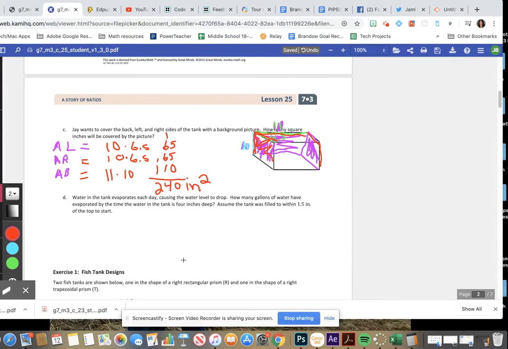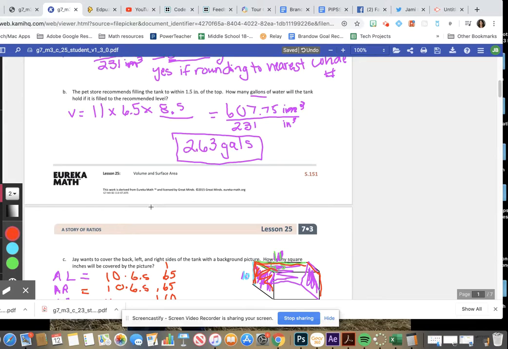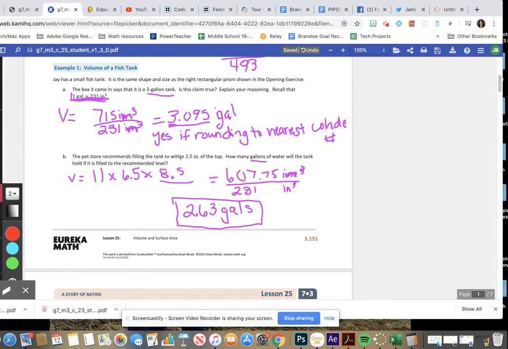Water in the tank evaporates each day, causing the water level to drop. How many gallons of water have evaporated by the time the water in the tank is 4 inches deep? Assume the water tank is filled within 1.5 inches of the starting top. Okay, so a couple of things that we're going to need to know is, first of all, we didn't have the tank completely full. Remember, we had the tank when it was 1.5 inches from the top. So the volume for that we did up here, which 1.5 inches from the top was 607.75.